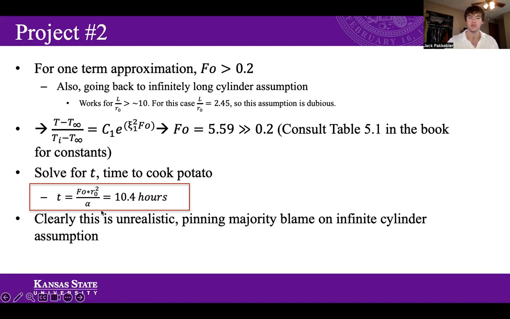Having that, we look at the definition of the Fourier number, and it has time in it. We just solve for this t, and putting everything in there, we get a grand time of 10.4 hours. I believe everything I've done here was correct. However, I'm pinning the majority of the blame on this infinite cylinder assumption, that it would just not be reasonable in the case of my potato. At Dillon's, I tried to pick the longest and most cylinder-like potato, but compared to an infinitely long cylinder, it's very short and stubby.